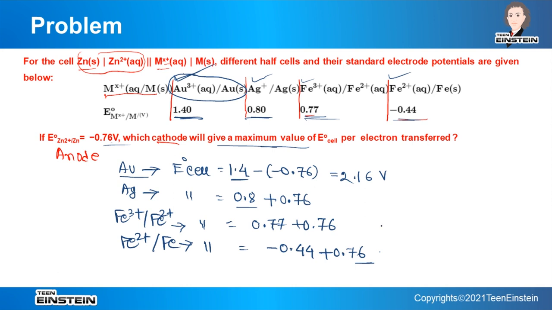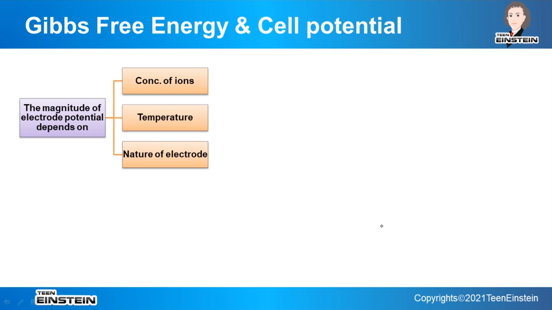Next problem. Here we have to see the relationship between Gibbs free energy and cell potential. But why is it important? It is important because until now we have calculated standard electrode potential. So there is always a naught sign, that is E0 of the cell.